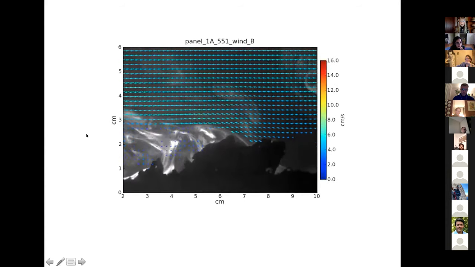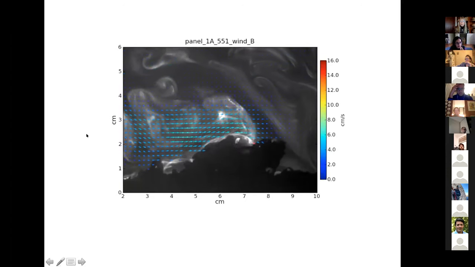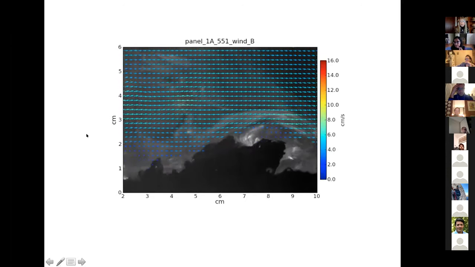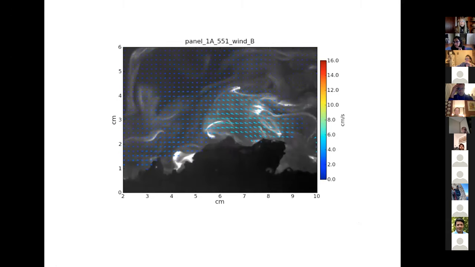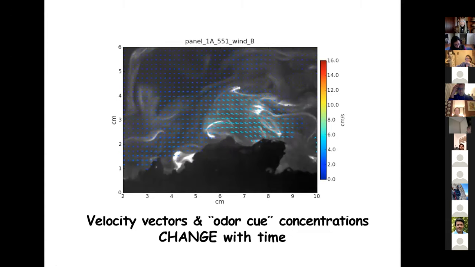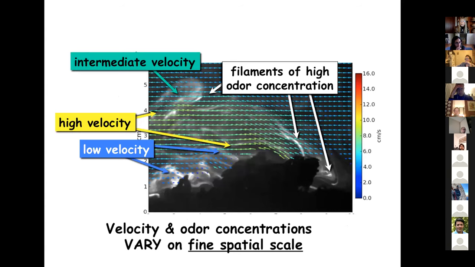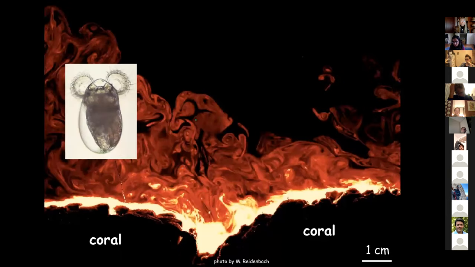And if you look at a video of our data of concentrations and velocities superimposed, this is the kind of information that we can get. What we see by looking at the videos is that the velocity vectors and the odor cue concentrations change very rapidly with time, on a scale of seconds. And if we look at any instant, we see that the velocity and the odor concentrations vary on a very fine spatial scale, on the scale of millimeters. So let me show you an example now of what we can do with information like this.